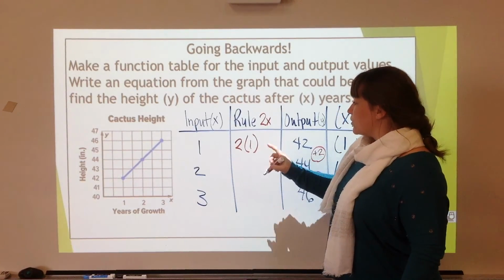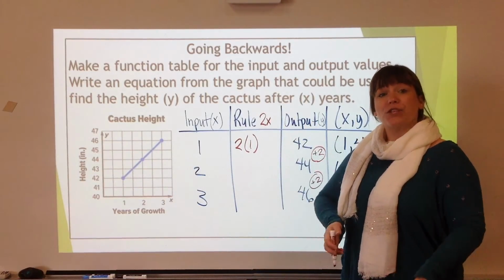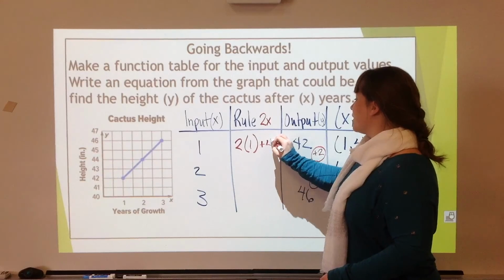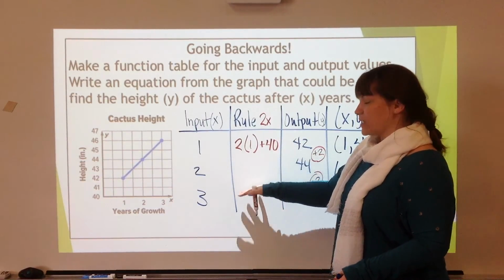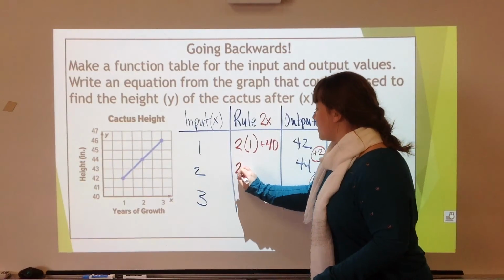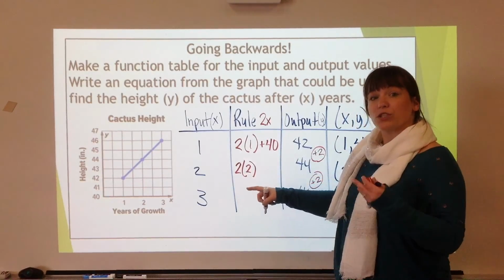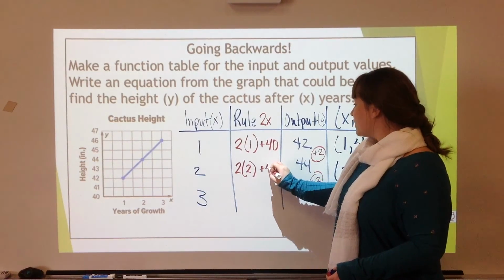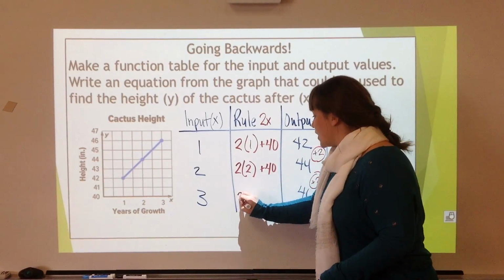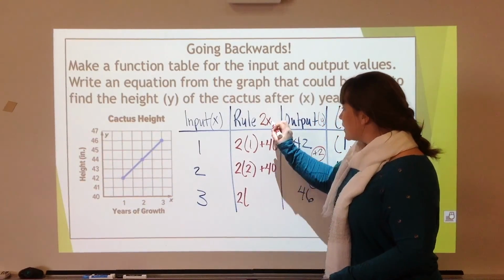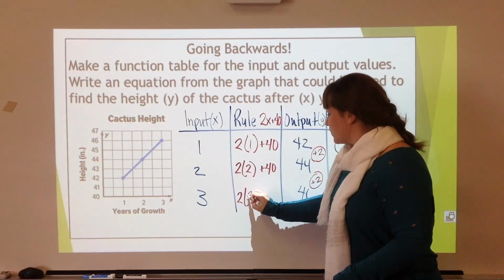If I were to double 1, I would get 2. What would I need to add to 2 to get to 42? I would need to add 40. Let's try that to see if it works for the second x. If x is 2 now, I get 2 times 2, which is 4. If I add 40, aha, I get 44. So now let's test out this pattern here. Seems like I have to add 40 each time, and it works.